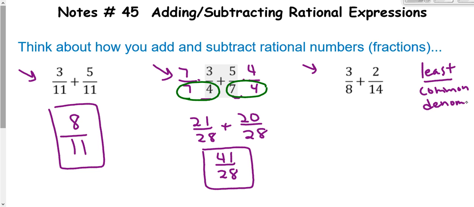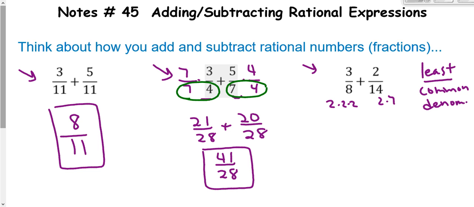So how do you find the least common denominator? You need to know the factors of the denominators. So looking at the first denominator, 8, that would be 2 times 2 times 2. Okay, looking at the second denominator, you could factor that into 2 times 7.